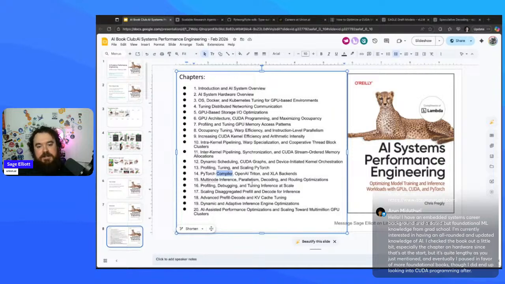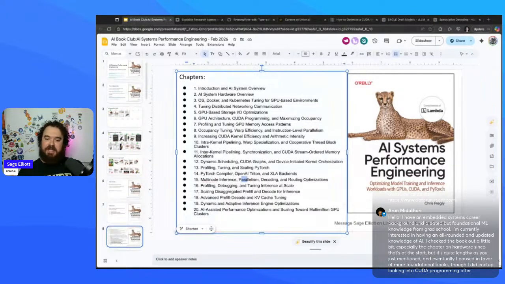And then we had multi-node inference, parallelism, decoding, and routing optimizations. I think this chapter, again, I'm blending some of them in my head a little bit, talks about routing optimizations for LLMs as well, if I'm not mistaken, unless that was in one of the other specific chapters. Then we had chapter 16, profiling, debugging, and tuning inference at scale. Then we had scaling disaggregated prefill and decode for inference, advanced prefill, decode, and KV cache tuning, and dynamic and adaptive inference engine optimizations.